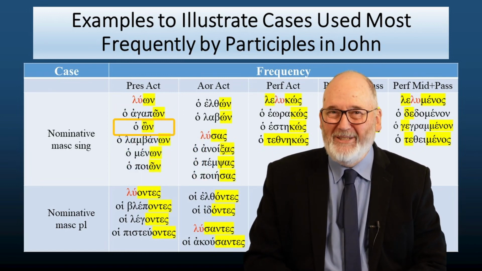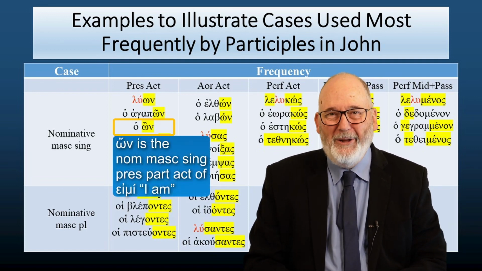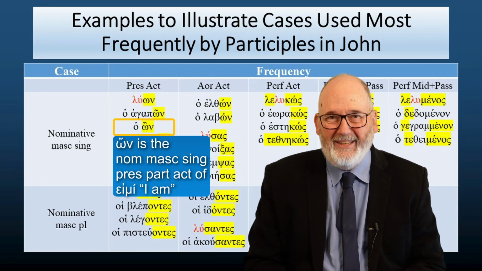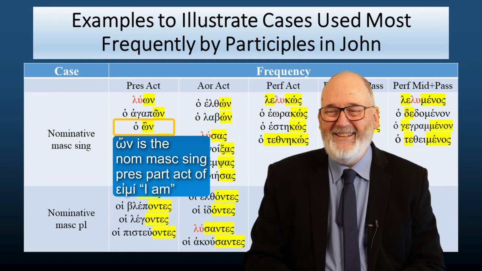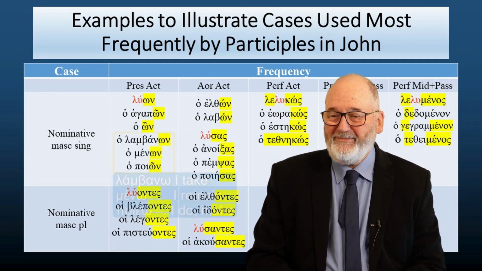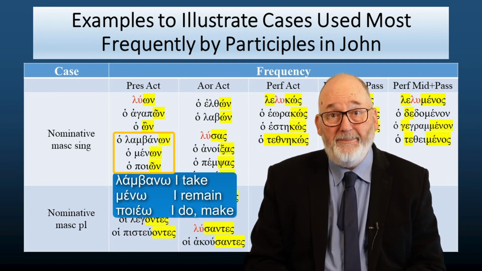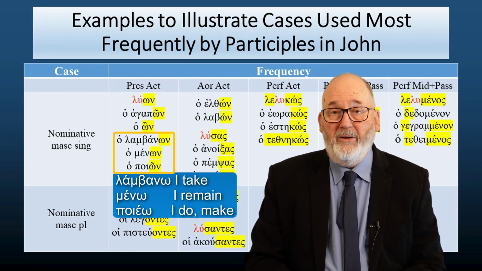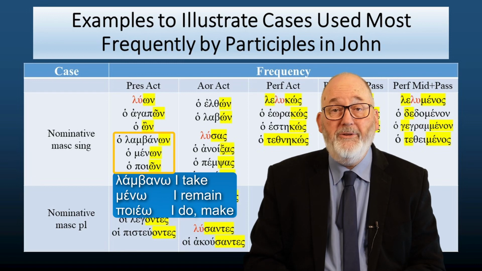The next one's a bit tricky. It's ho ōn. We find in a little while that ōn is the nominative singular present participle active of eimi. Yes, that's going to be fun. So it is the one who is. Ho lambanōn is the one who takes, from lambanō. Ho menōn, from menō, to remain. So ho menōn is the one who remains. And ho poiōn, from poieō, I make, the one who makes.